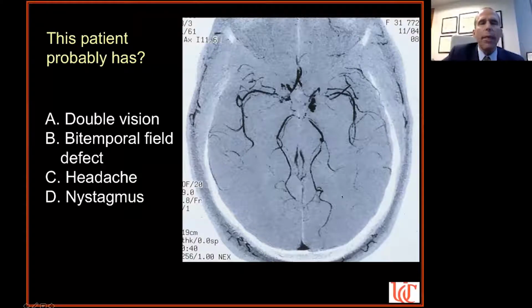So this is an MRA of the circle of Willis. So here's the posterior cerebral arteries. Here's the circle of Willis right here. And here is this posterior communicating artery, which is this artery and this artery. So this is a PCOM aneurysm causing a third nerve palsy. They may well have a headache, but for this purpose, I was looking for double vision because of their third nerve palsy.